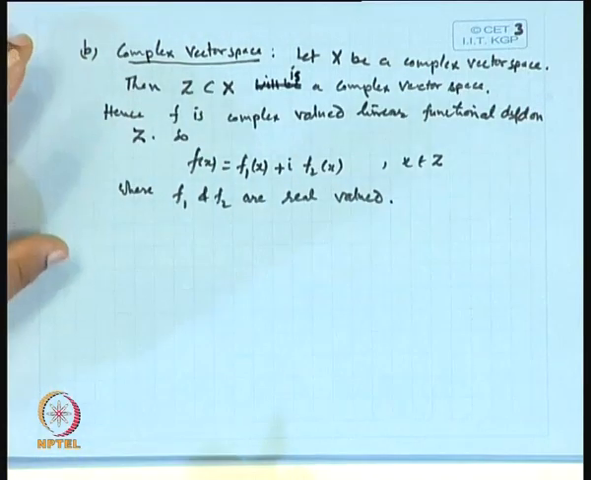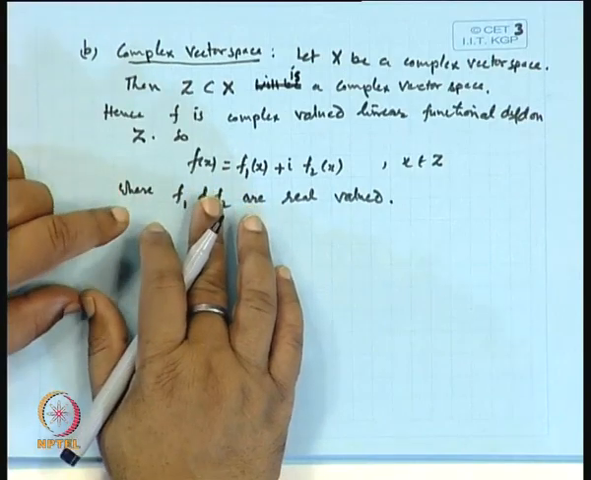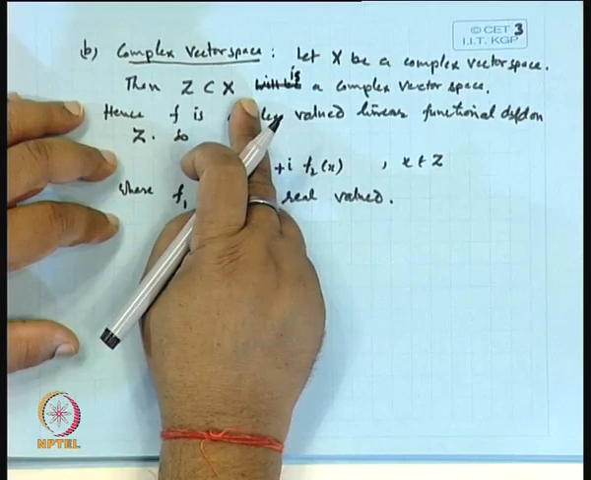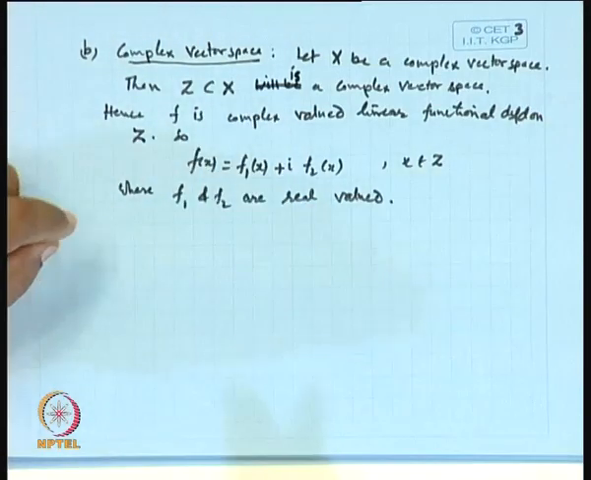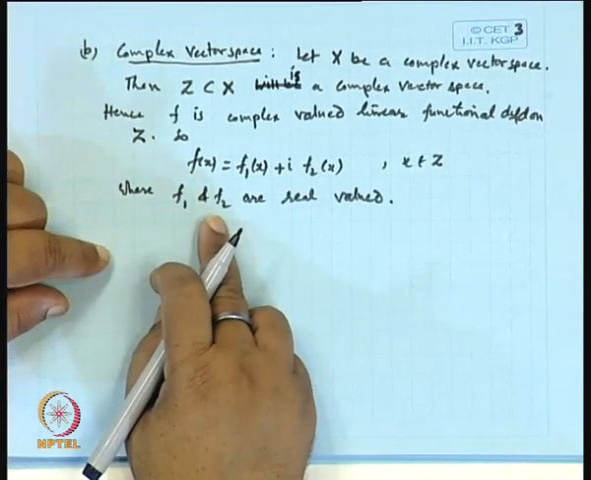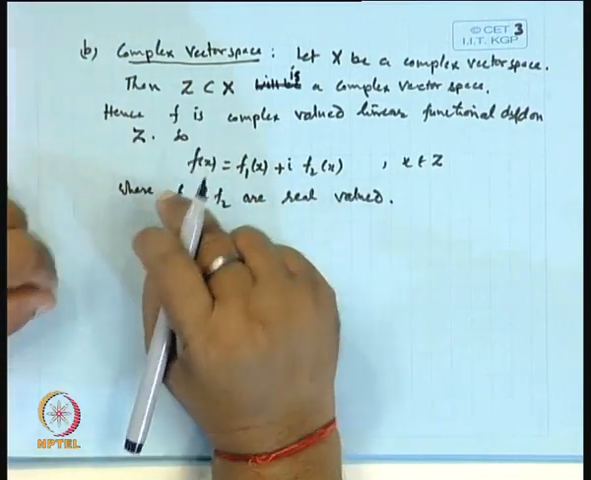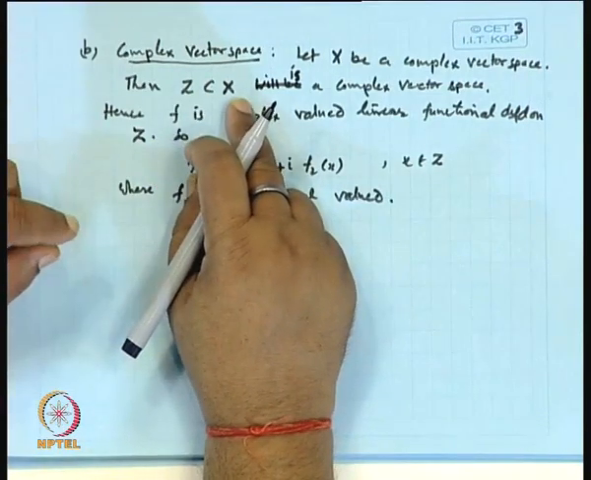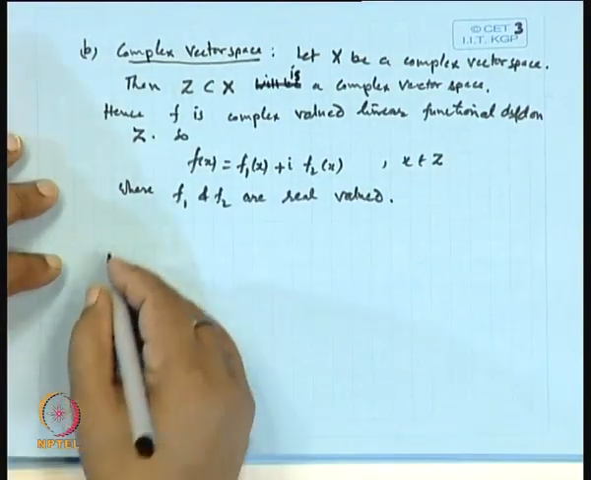Now, we want to show that this linear functional, which is a complex valued linear functional, can be extended to the entire class X, f delta x, satisfying the conditions of 3 star. So, what we do is we first look at the behavior of f 1 and f 2. Okay. So, for this, let us assume for the moment that z and x, which are taken to be complex, are real.